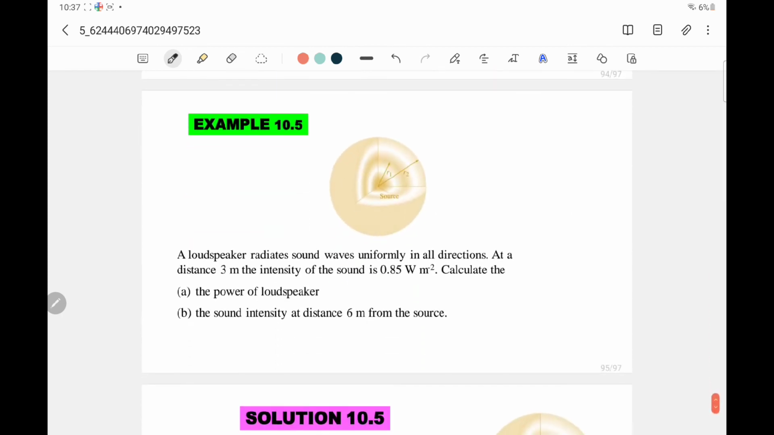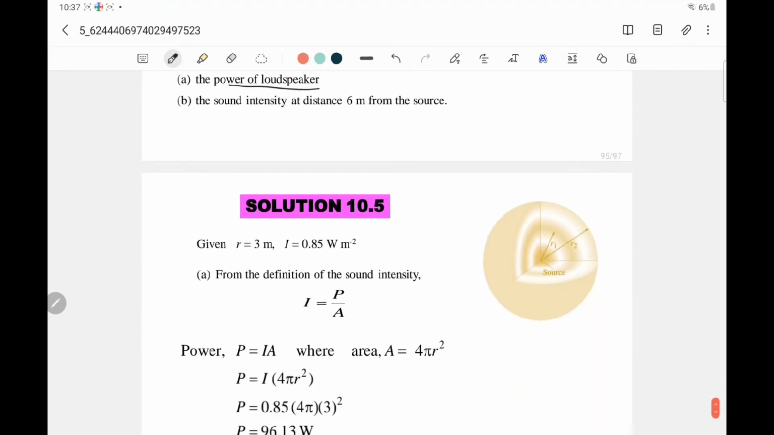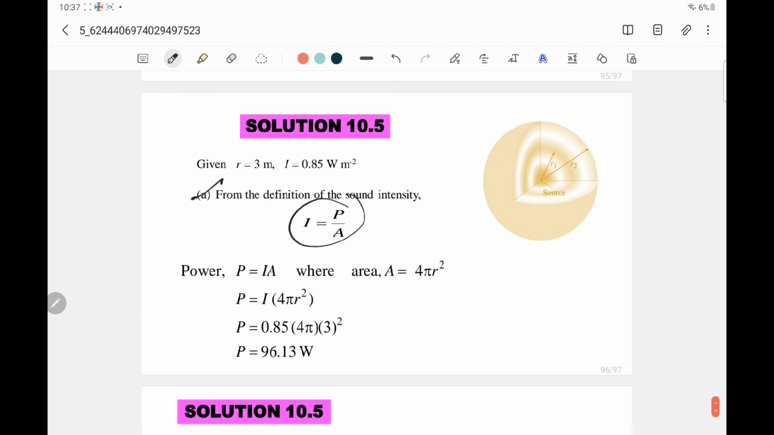So this is example 10.5. A loudspeaker radiates sound waves uniformly in all directions. At a distance of 3 meters, the sound intensity is 0.85 watt per meter squared. Calculate the power of the loudspeaker. From the definition, I equals power over area, so we have to find the power. So power is equal to I times 4πr².